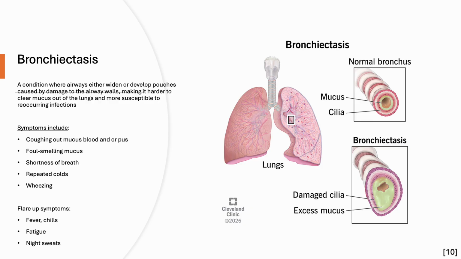So you can see over here, normal bronchus, there's a little bit of mucus and there's cilia. In bronchiectasis, the cilia is damaged and there is excess mucus built up in the bronchus.